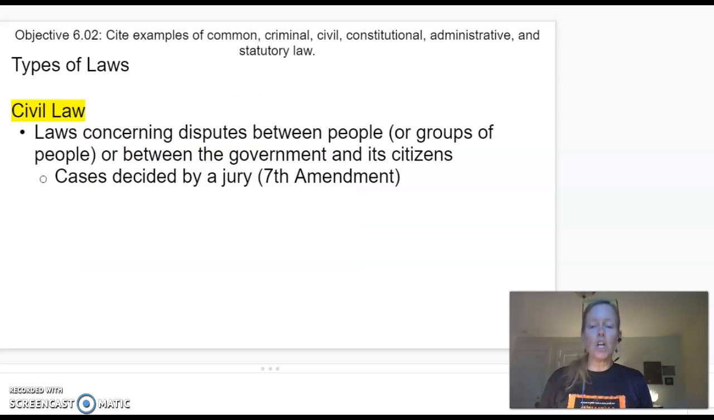We've got civil law. So get that in your notes and highlight it. The short definition that you're going to reword in your notes: laws concerning disputes between people or groups of people, hence civil. This also could include disputes between the government and its citizens, okay? Seventh Amendment is what you got to remember about civil law.